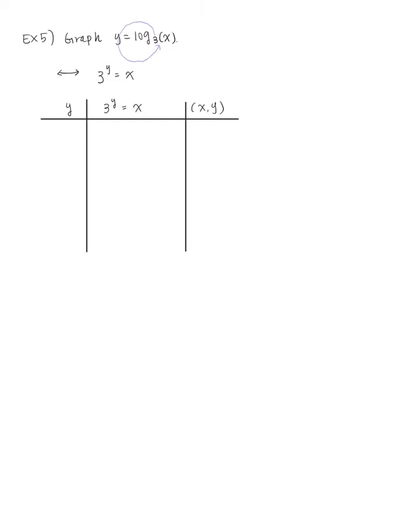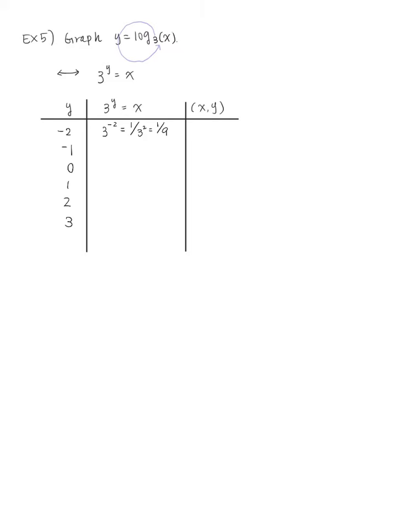Okay, so it doesn't really matter what value of y you choose, but I usually start from negative 2, negative 1, 0, maybe like 1, 2, and 3. I think that's good enough. Alright, so let's take a look. When y is negative 2, we're going to have 3 to the negative 2, which is 1 over 3 squared, which becomes 1 over 9.